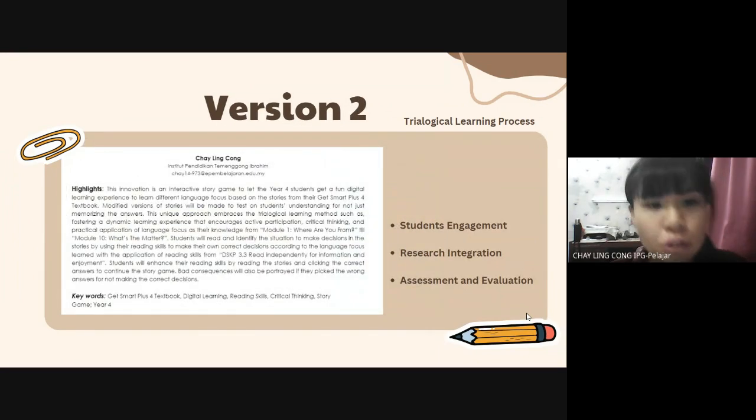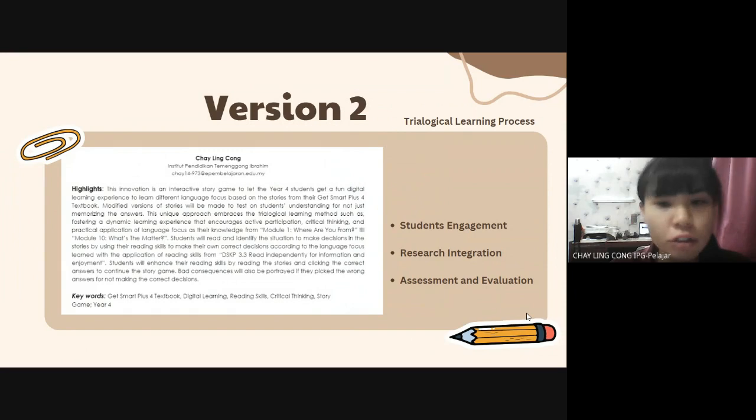So for the version 2 that I've made, the improvement will be more focus on the students' engagement, and also I have found and studied some of the research to have a better integration for the language focus and also for my digital innovation product.